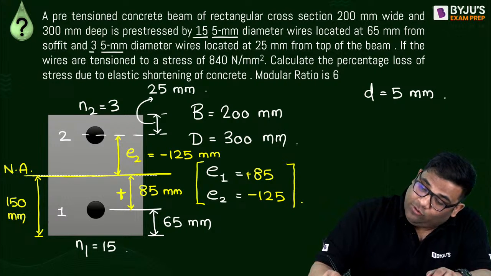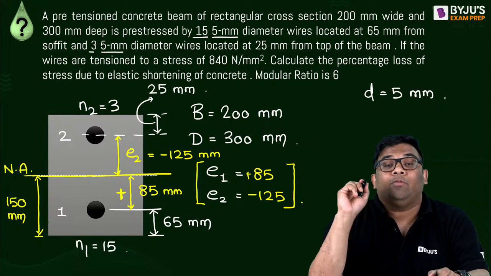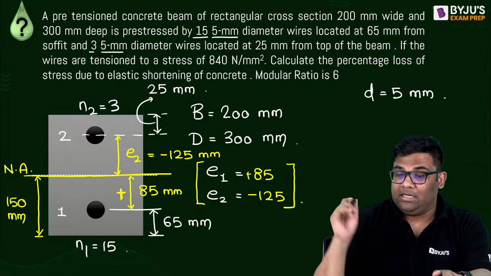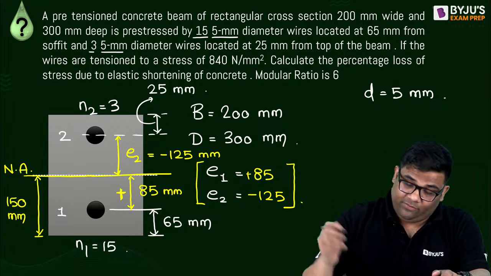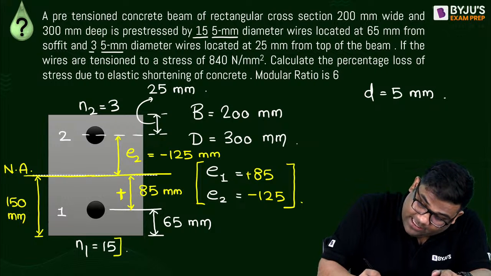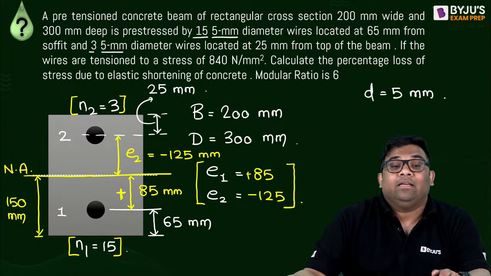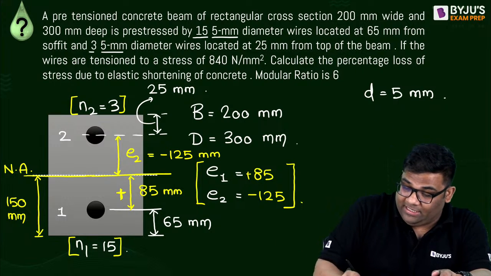Yes. Below the neutral axis, if you are taking positive, then above it you will take as negative. Now can you give me the effective eccentricity? We have the number of wires here, right? The number will be positive only. Don't take it negative. So can you give me the effective eccentricity here?